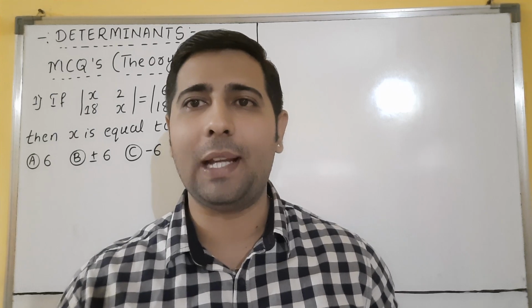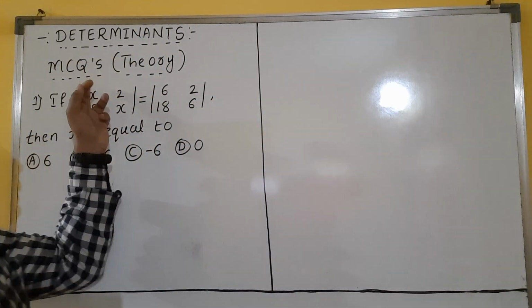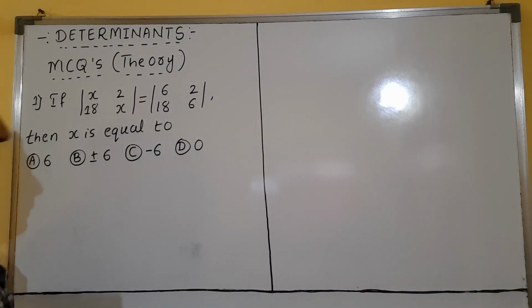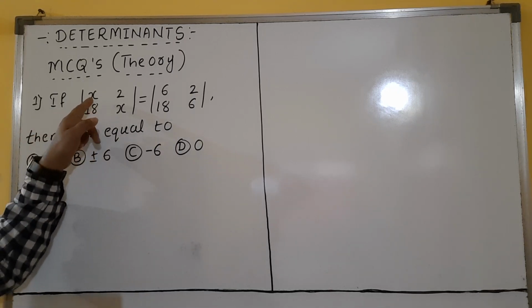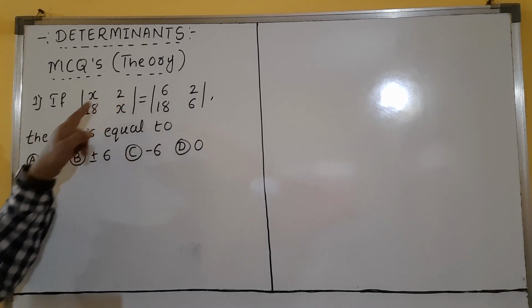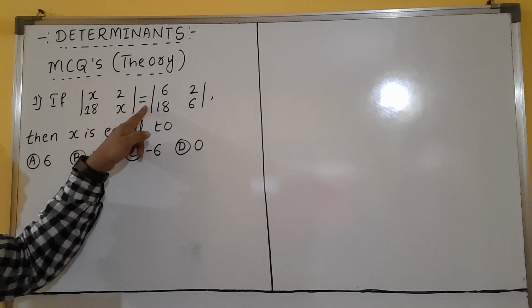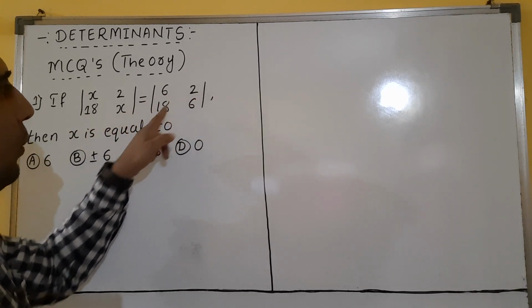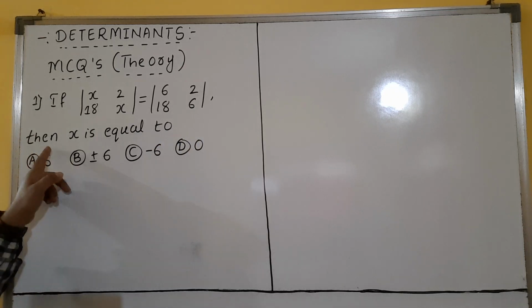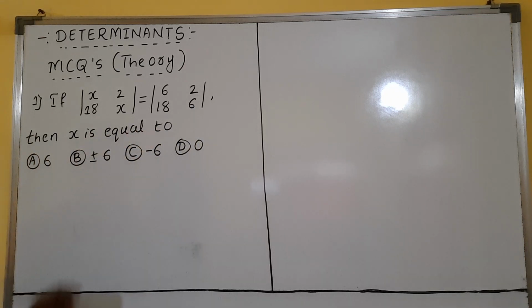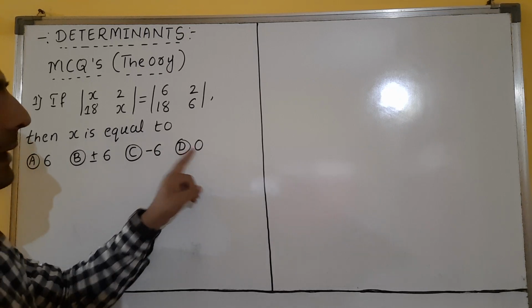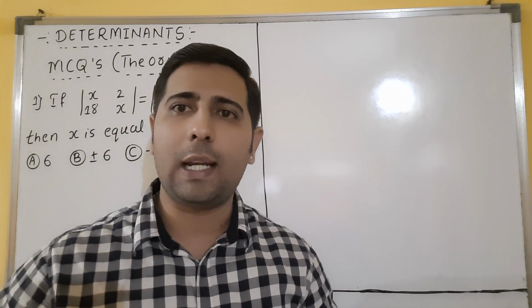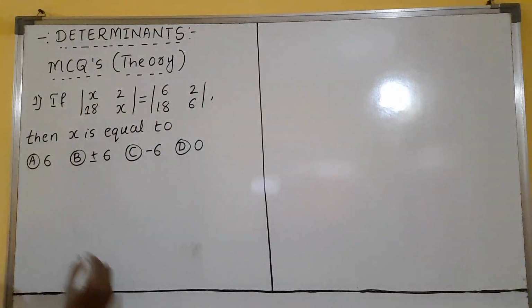In today's class we will learn determinants MCQ theory questions, dear students. So let us see the first question, what they have asked. If determinant |x 2; 18 x| is equal to determinant |6 2; 18 6|, then x is equal to what? Options: 6, plus or minus 6, minus 6, and D is given as 0. So let us see how to solve this problem, dear students.